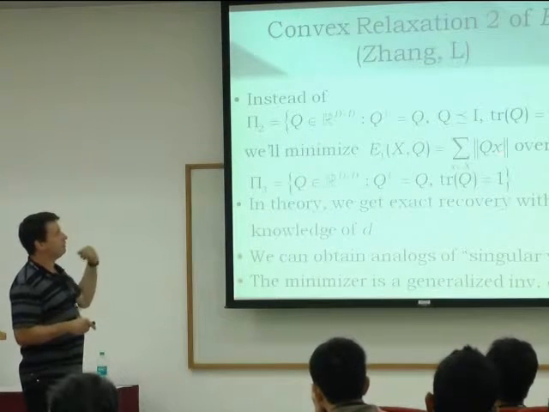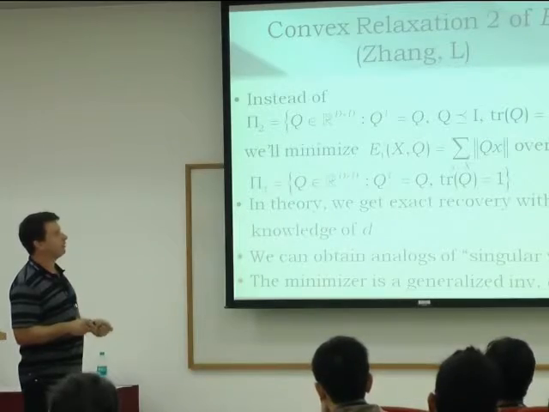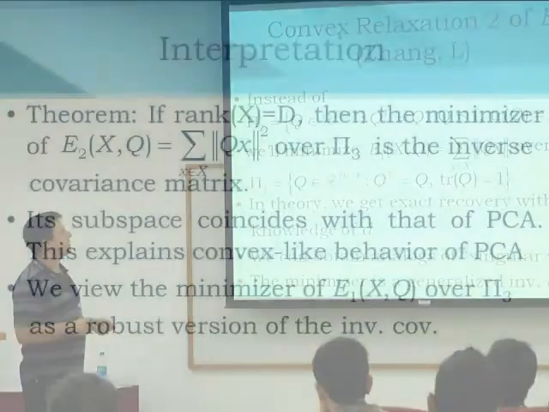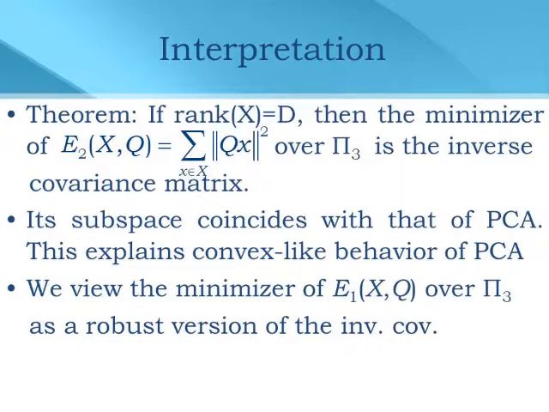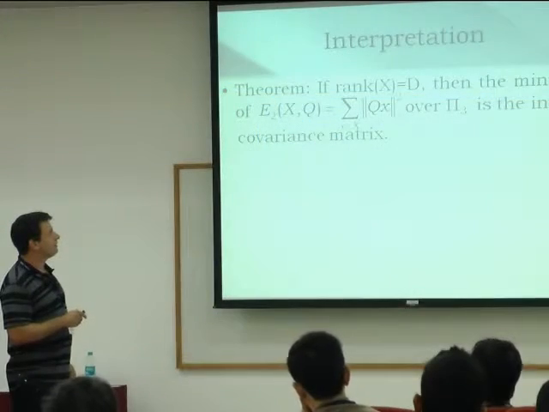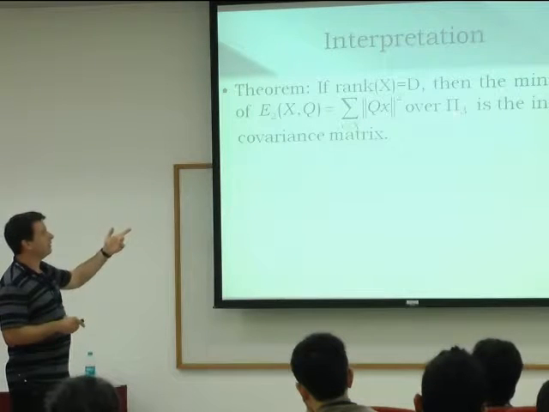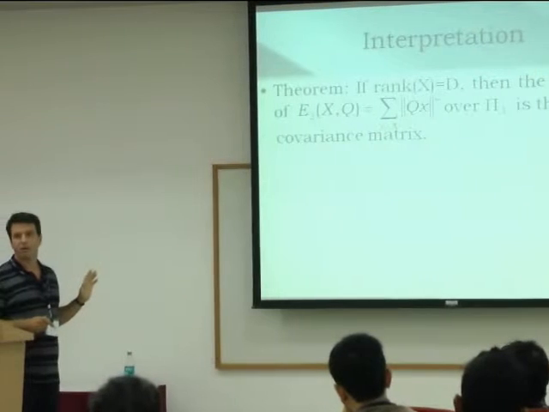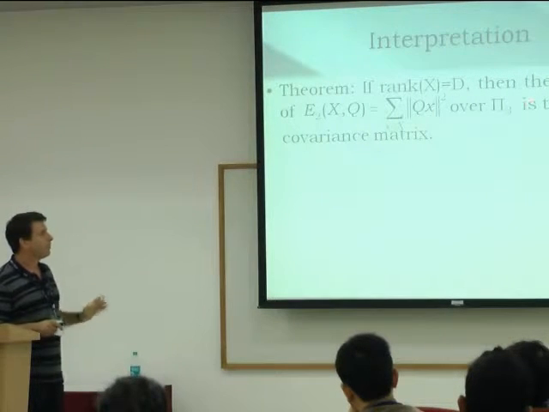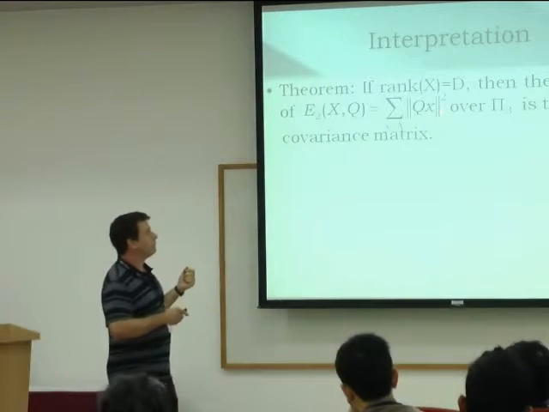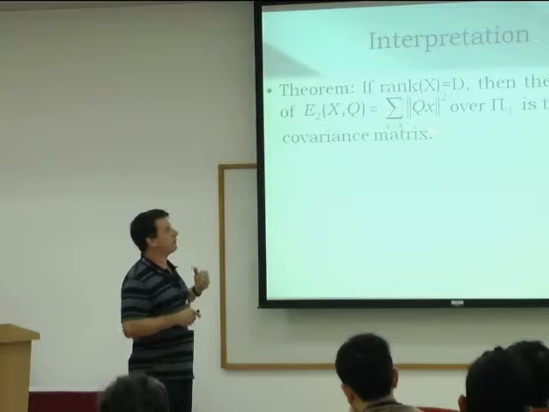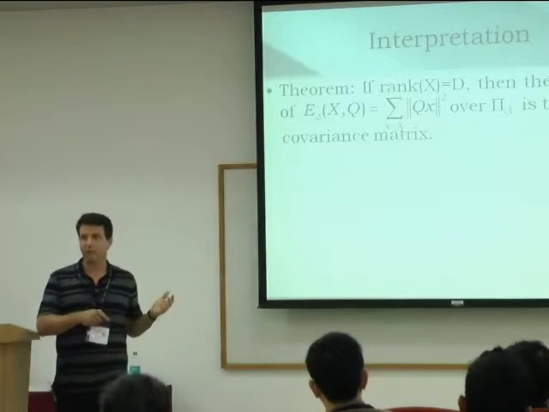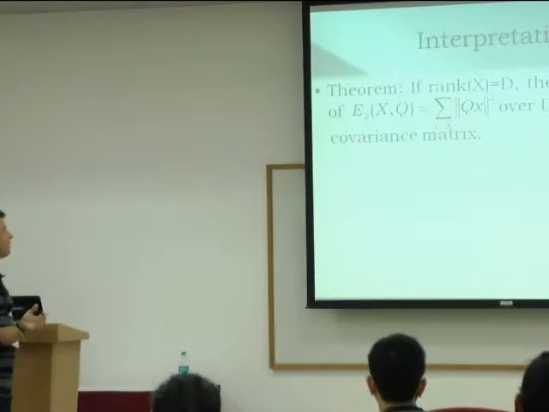So let's go back to PCA. So suppose I have now a square. Okay? So I claim, and it's not hard to prove, that with this extra condition, the minimizer of this function over this new set is exactly the inverse covariance matrix. Okay? So now when I put 1, I can think of it as a robust relaxation, and get a robust inverse covariance.